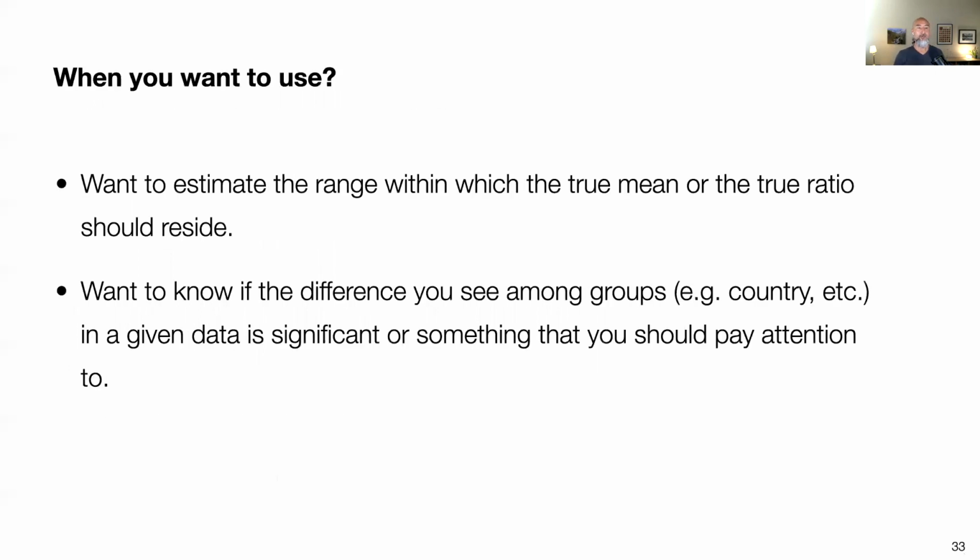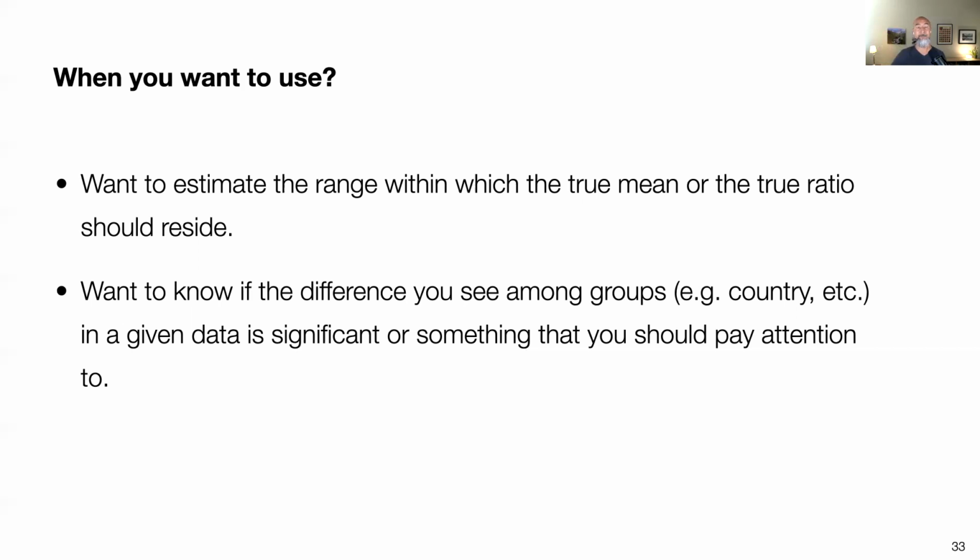So when you want to use it, well, two things. Number one, you want to estimate the range within which the true mean or the true ratio should reside. Just because you get the average number, let's say the conversion rate, doesn't mean that number is the absolute truth, right? Because the data varies, there's always a variance, and random things happen, like one particular customer comes and goes. So the number can be very different. So you want to know what is the range that you can expect the true mean or true ratio should reside in.